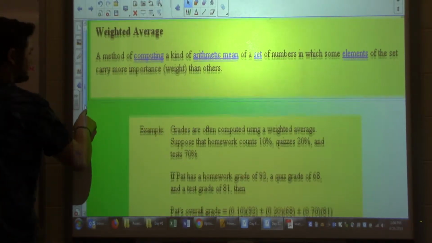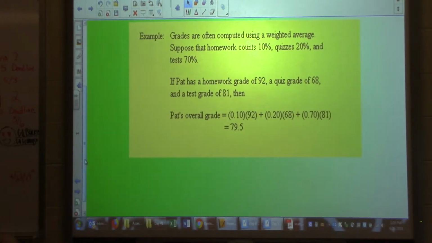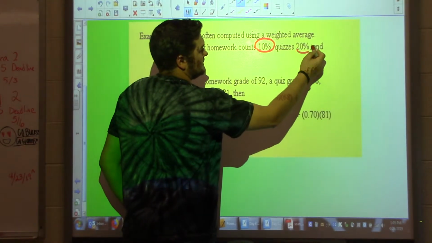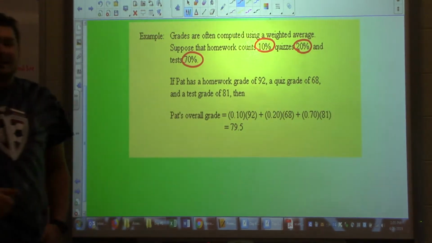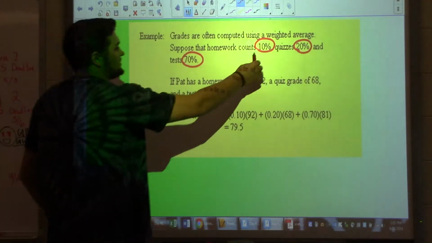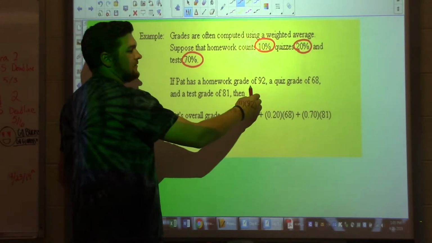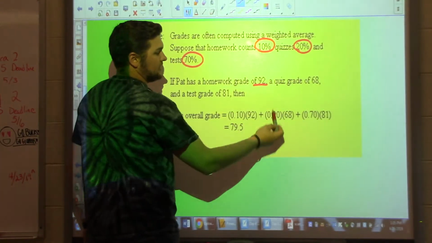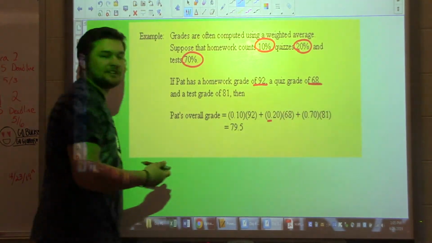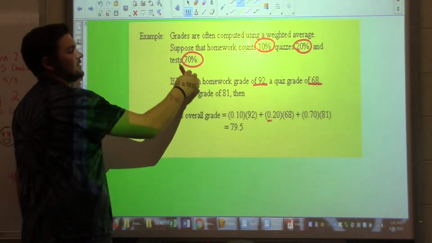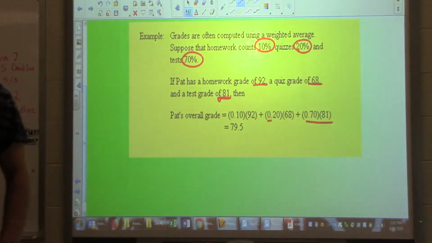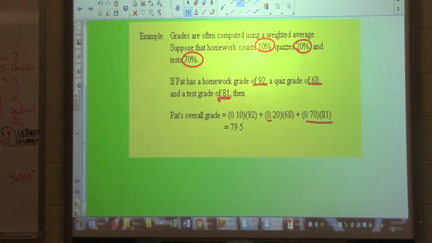How we do that is, if we're looking at a grade where homework counts as 10%, quizzes count as 20%, and tests count as 70%, those percentages need to be written as decimals. Then you take 0.10 and multiply it by what they got for their homework, which is 92. You take 0.20 and multiply it by what they got for the quizzes, which is 68. And you take 0.70, multiply it by their test grade of 81. Whatever we're weighting gets changed to a decimal.